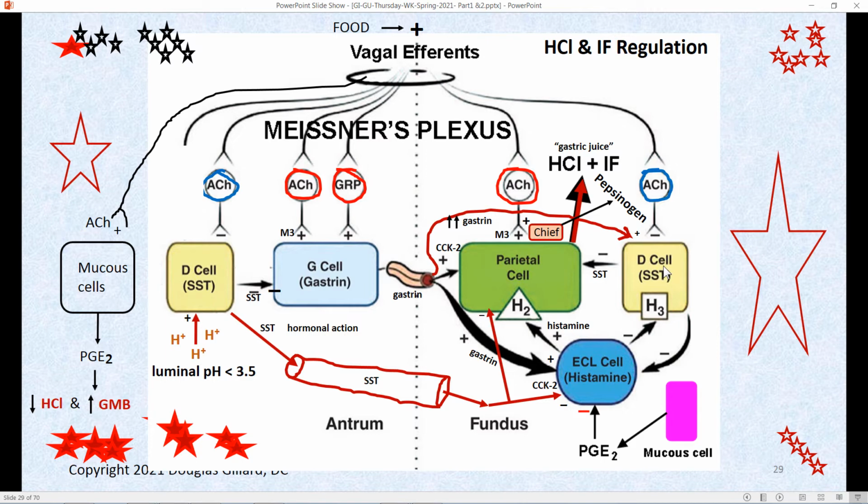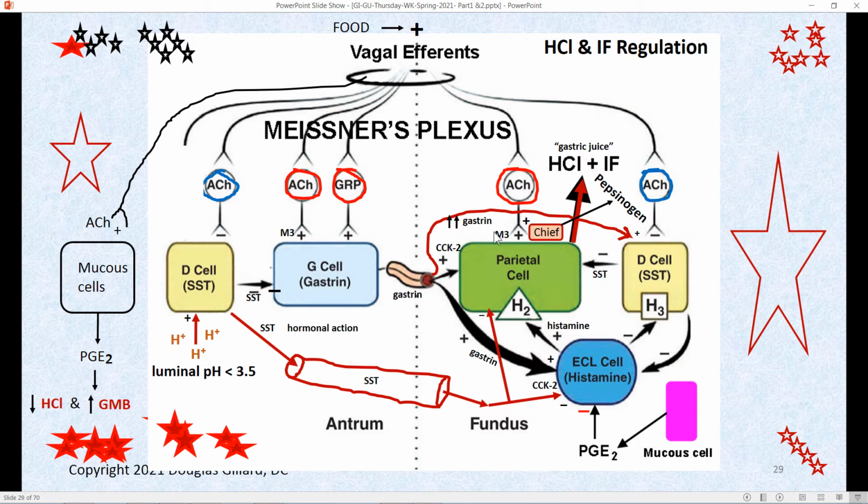Okay, did I get everything? What else? We said these D cells are stimulated. These have a snake tongue and they taste the acid of the stomach. And when too many hydrogens are felt, the D cells wake up and they release somatostatin, which binds to G cells and shuts off the production of gastrin. Without gastrin, a lot of this mechanism is turned down.